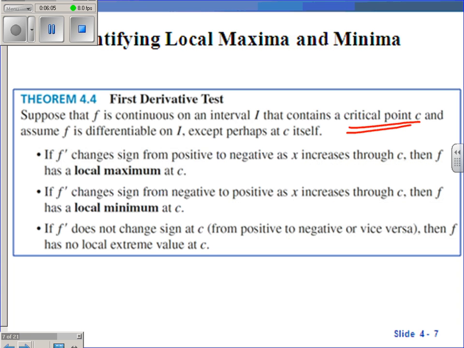Okay, so now, if the derivative changes signs from positive to negative, that means the derivative is positive, and then it goes to where the derivative is negative on the other side of c. That means it was rising to the left, falling to the right. We've got to have a local maximum at c.